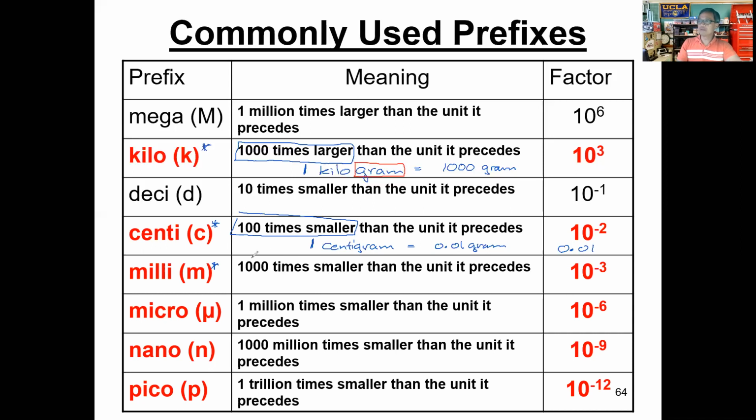With the milli, whenever you put the prefix milli in front of the gram, the base unit, you're making a new unit that is 1,000 times smaller. If we expand this one, you'll notice it's going to be 0.001. So if you add the prefix milli in front of the base unit grams, that 1 milligram is going to be equivalent to 0.001 grams. You've made a unit that is smaller.